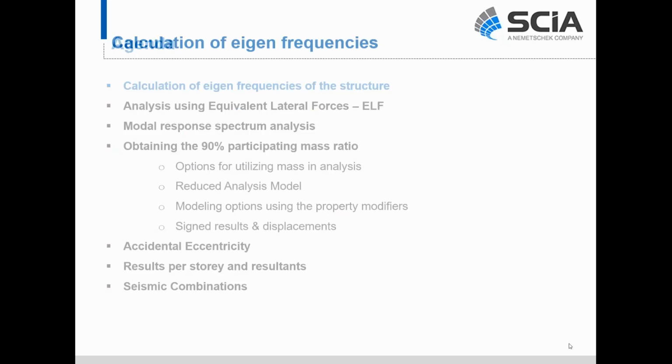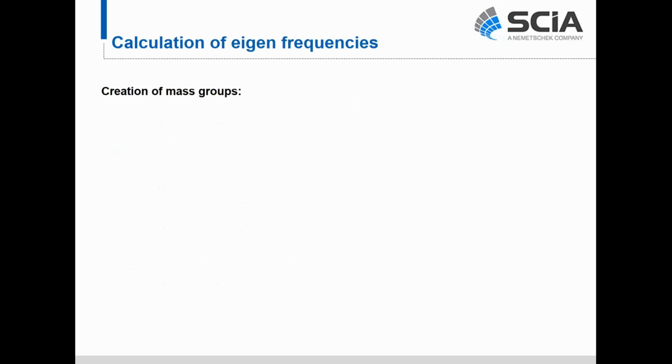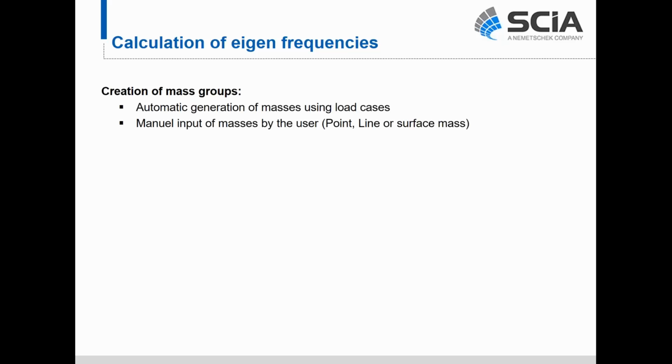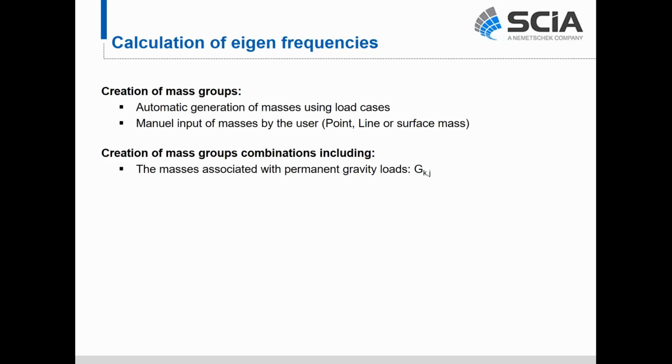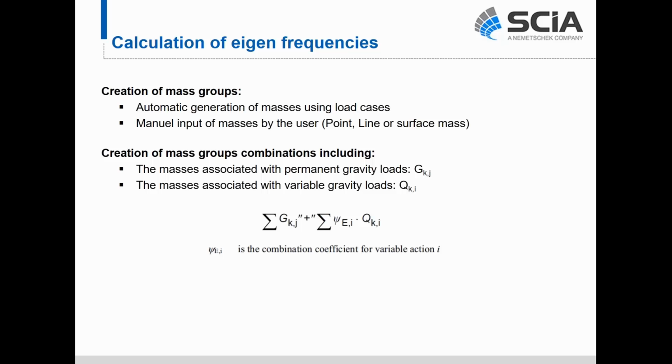So let's go ahead and jump right in. In SCIA Engineer, we have to do a few things first to calculate eigenfrequencies in the software. The first is the creation of mass groups. Mass groups can be automatically generated using the linear load cases that are already created. We can also manually input masses, either as point masses, line masses, or surface masses. We then need to create a mass group, just like a combination would be created. These are the masses that are associated with all permanent gravity loads and then any variable loads that you want to include in this system as well.